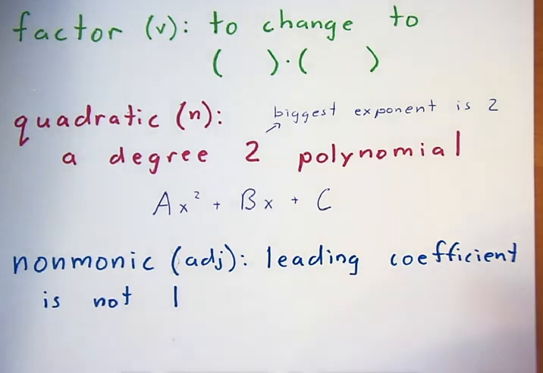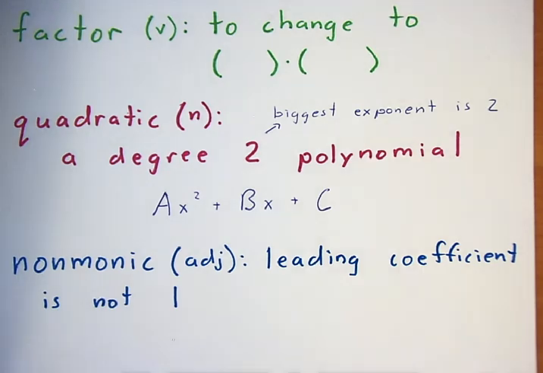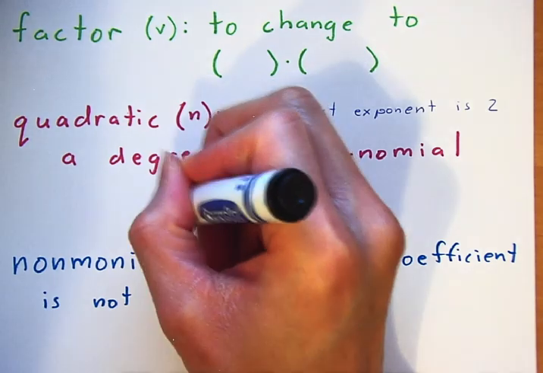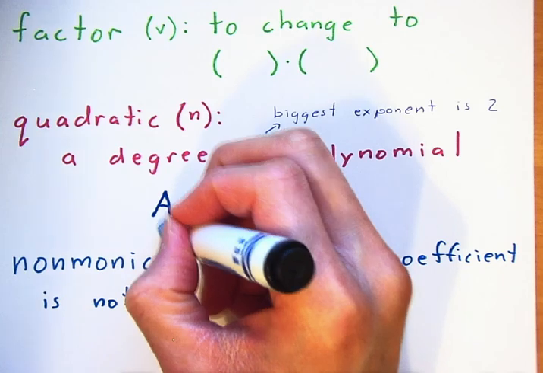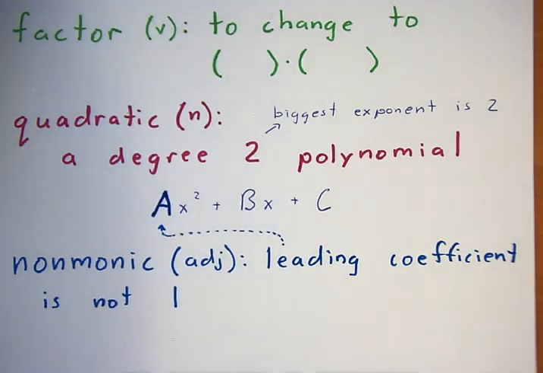And my leading coefficient is the coefficient or the number that is in front of the x squared. So if that number a is not 1, then this is a non-monic. Okay, so let's do an example of factoring a non-monic polynomial.